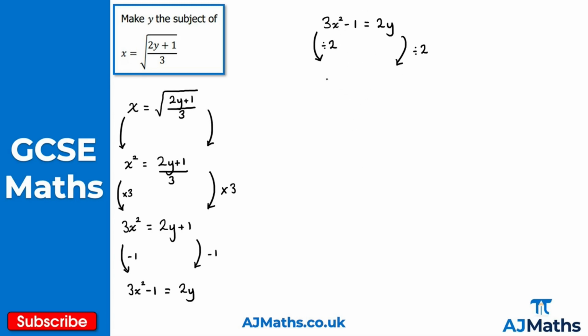On the left hand side, we're going to get 3x squared minus 1 all over 2, and that would be equal to 2y divided by 2, simply giving us y there. Okay? And there we have it. So, like always, if I put the variable that we're looking to rearrange for on the left hand side, what we get here then is y equals 3x squared minus 1 all over 2 there. Okay, and there we have it. So that's the solution there to the very last question, question 3.